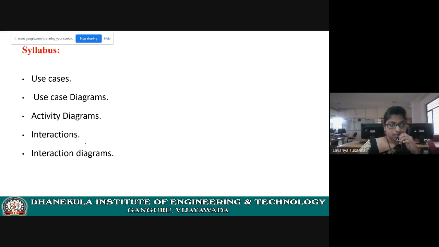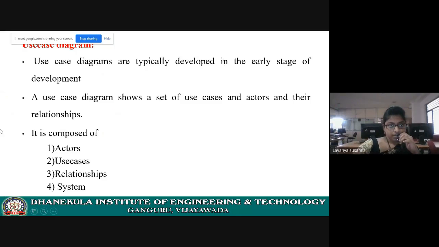Okay. See the syllabus of fourth unit. Use case diagrams, activity diagrams, interaction diagrams. Okay. This is the fourth unit syllabus. Now let us discuss use case diagrams. Now let us see the use case diagram. Already you know that, right, what is a use case diagram.